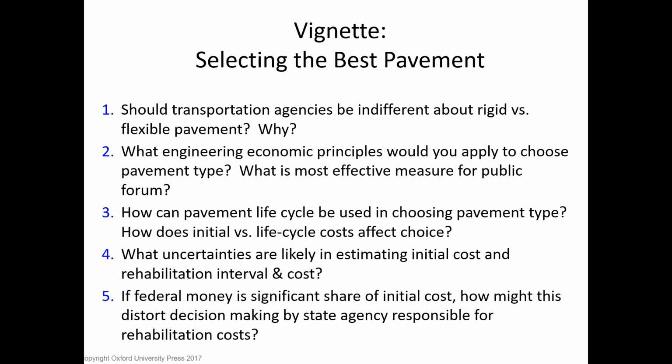What are the uncertainties in estimating? What are the uncertainties in the weather patterns that might affect these materials? If federal money is a significant share of the initial cost, how might this distort decision-making by the state agency responsible for the rehabilitation costs?